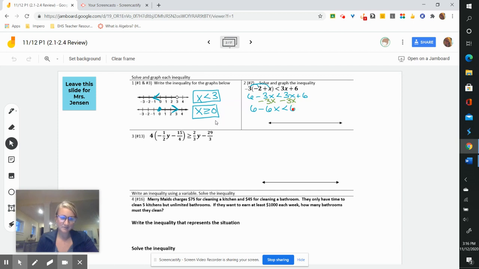It's a lot of 6's. Now our step is we want to collect constants to the other side of the inequality. So we're going to subtract 6 from both sides. So we're left with -6x is less than 6 minus 6, which is 0.